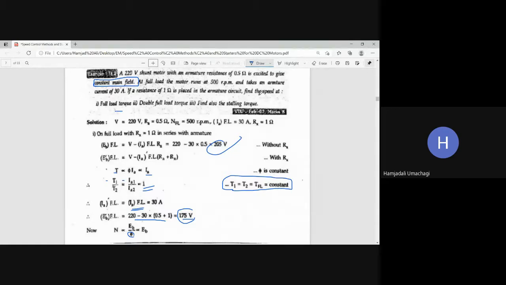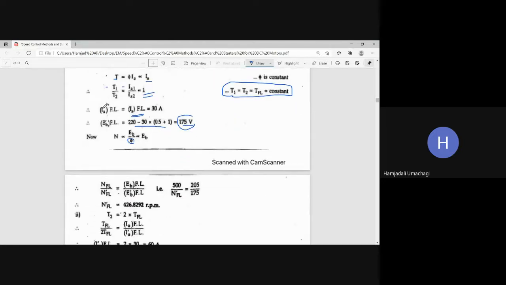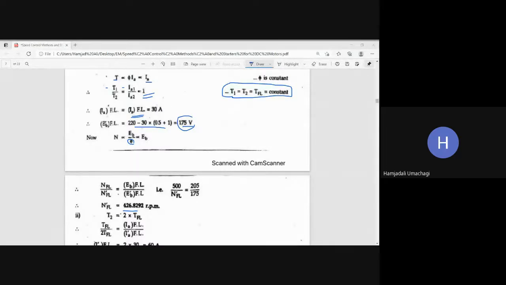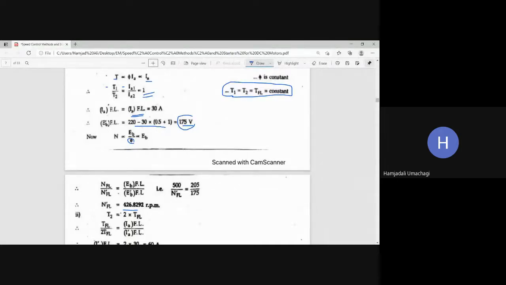During the full load torque, find the speed at full load torque. If we give full load torque, then during that period, speed changes from 500 RPM to how much value? 426.82. So whether the speed has decreased or increased in this case? Decreased. Why is it decreased? Can you tell me? By adding extra resistance, sir. So by adding extra resistance, there is more drop in the voltage. Because of that, voltage will be reduced. If the voltage available to the motor reduces, then automatically speed will be reduced.